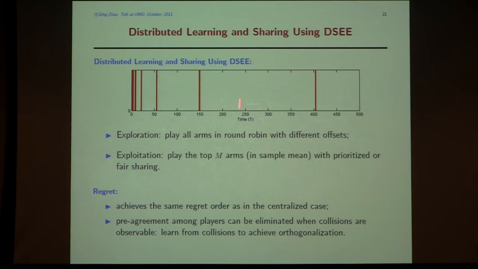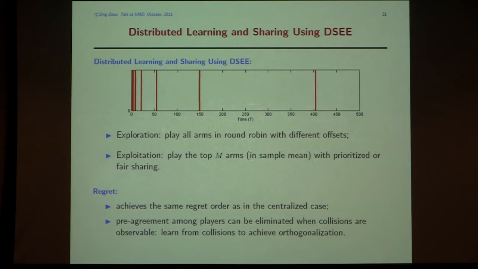And also you can see for this structure, something is needed. That's the pre-agreement among players. First, we all have a common exploration sequence. We all know when we should explore and when we should exploit. And then we also have an agreement on the offset. I'm playing offset 0, 1, 2, 3. You're playing offset 1, 2, 3, 1, right?